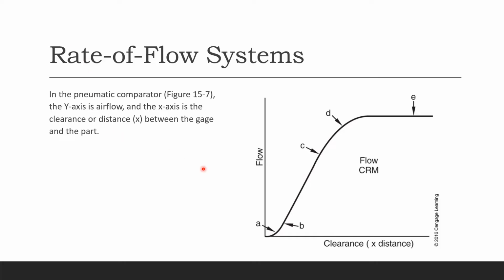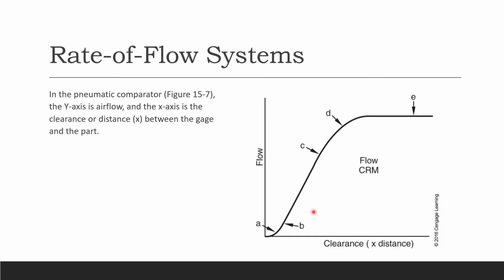In the pneumatic comparator, the y-axis is your flow or airflow, and your x-axis is the clearance or distance x between the gauge and the part. If we want to draw a graph, we usually give y versus x. You can also go x versus y, the same thing as clearance versus flow. Flow versus clearance is the traditional way of calling it, but in some textbooks they use it in a reverse way, but it's the same thing. You always know that the y-axis is your flow, and the x-axis is your clearance, which is your distance x.